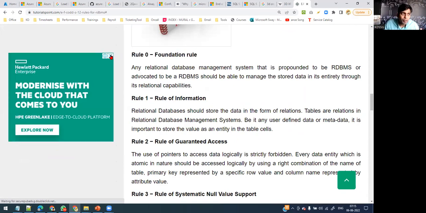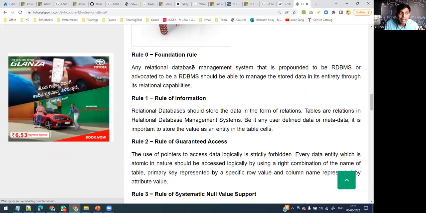First one, rule 0, the foundation rule. The foundation rule says that any relational database system that is propounded to be an RDBMS, if you want to call it an RDBMS, should be able to manage the stored data, the data that you are storing, in its entirety through relational capability. Meaning, you should not talk to the database directly. You should talk to the DBMS. From there only it will go down to the database and take care. It's the same concept. You should follow my rules. So rule 0 is follow my rules.